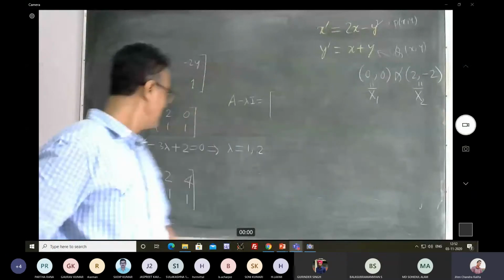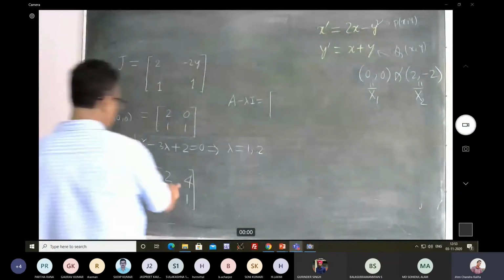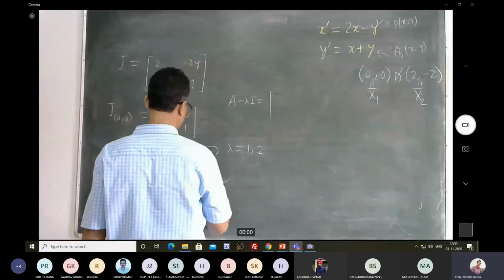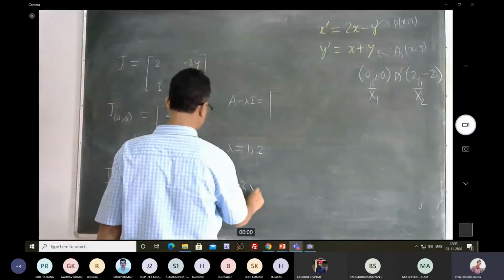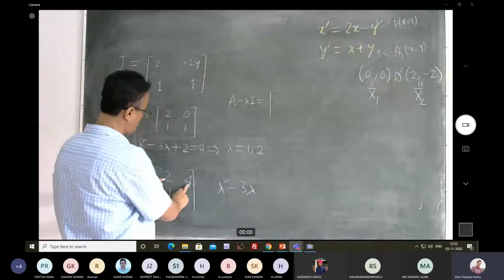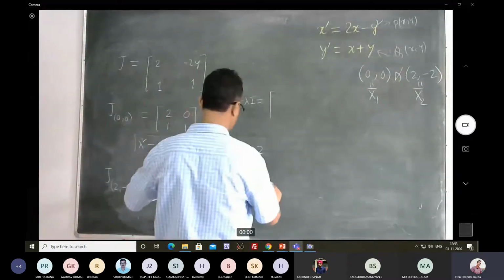Okay, and again here it is going to give you lambda squared minus twice lambda, 2 minus 4. This is minus 2.